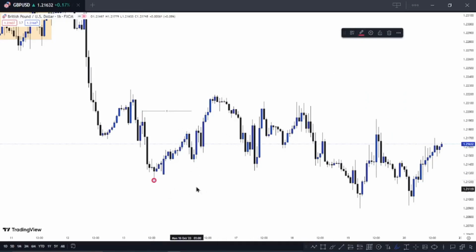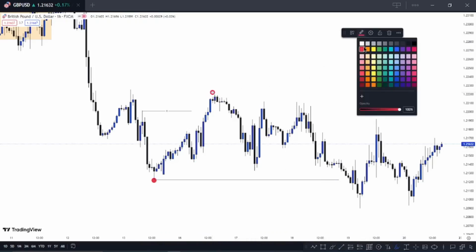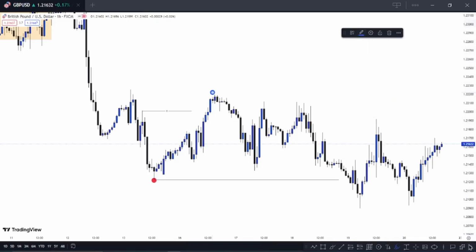And then price came back down to take out that internal structure low. Look at it. It took it out with the candle body closure. Once that happens, your internal structure high is confirmed. This is your internal structure high, confirmed. Let me change that. Your internal structure high is confirmed. So now, these are your internal structures. Please take note of that.